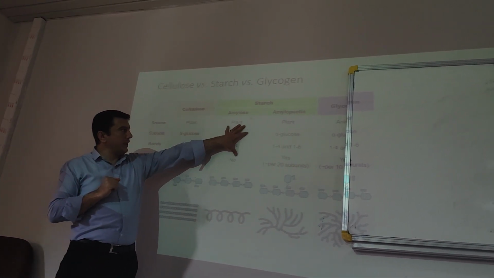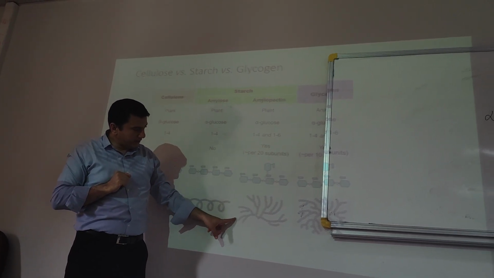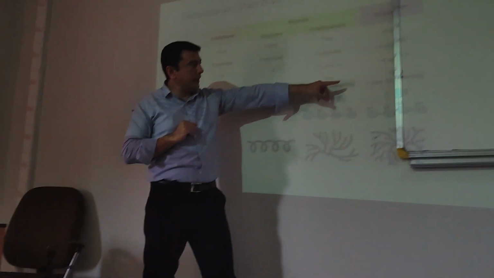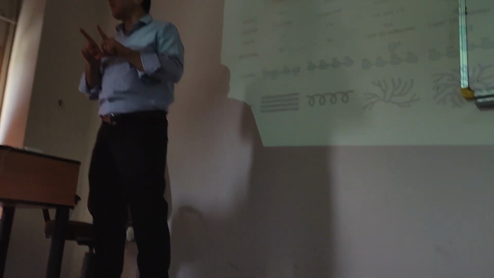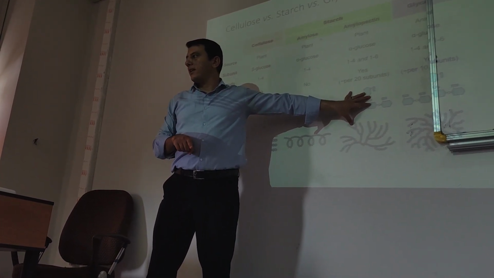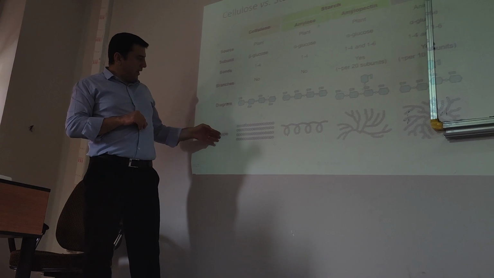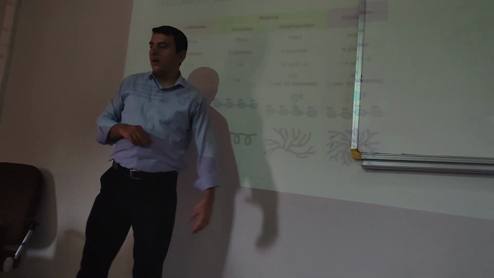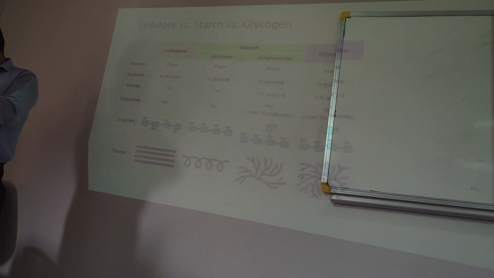We have no branch in cellulose and amylose. However, we have one branch per 20 subunits in amylopectin, and one branch per 10 subunits in glycogen, which means the branch number in glycogen is higher than in amylopectin. The difference between amylopectin and glycogen is their branch number. And in shape, these types are linear, and this one is branched. Any questions? Thank you for your attention.